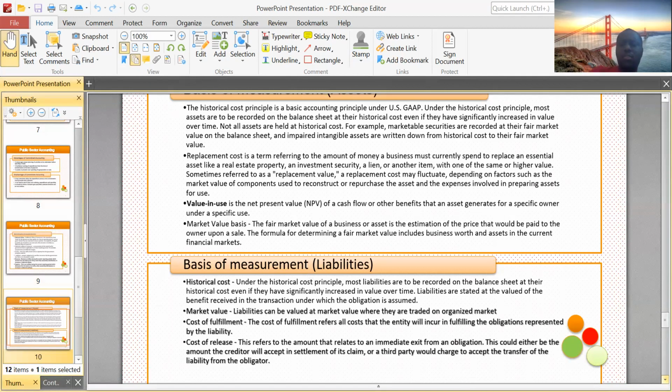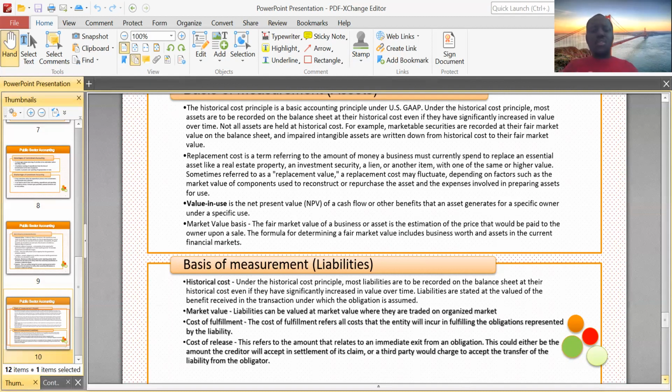Now let's look at cost of fulfillment. The cost of fulfillment refers to all the costs that an organization will incur in fulfilling the obligations represented by the liability. So every cost that you incur in fulfilling an obligation or a liability is referred to as the cost of fulfillment.